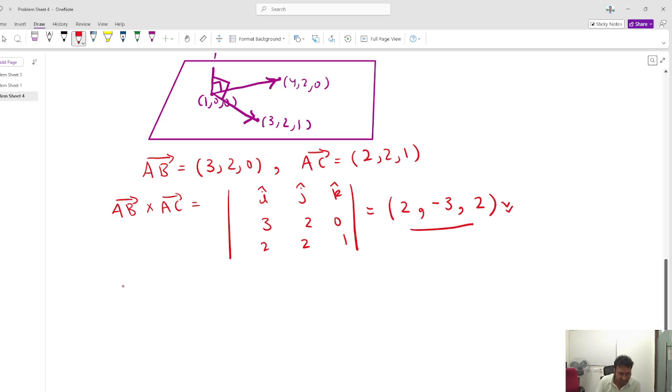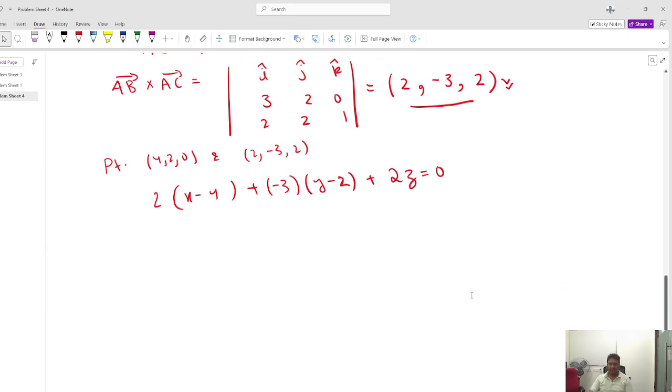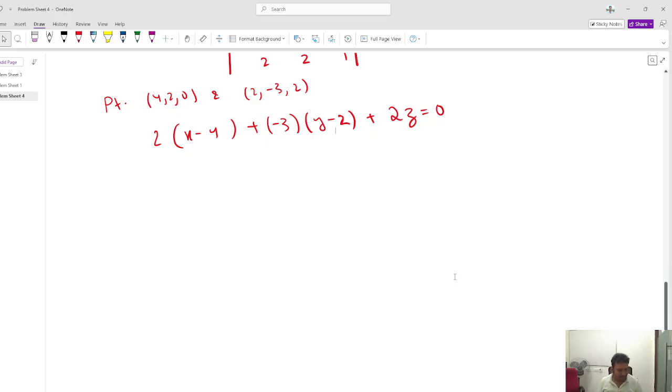So if you take the point to be (4, 2, 0) and the vector to be this (2, -3, 2), you know what will be the equation of the plane. (x minus 4) into 2 plus minus 3 into (y minus 2) plus 2 into z equal to 0. This is 2, yeah, it looks like that. That's why I made z like that, whatever you call cursive or whatever. This is the equation of the plane. That's all you have to do. And you can solve this like the first case. Okay, good.